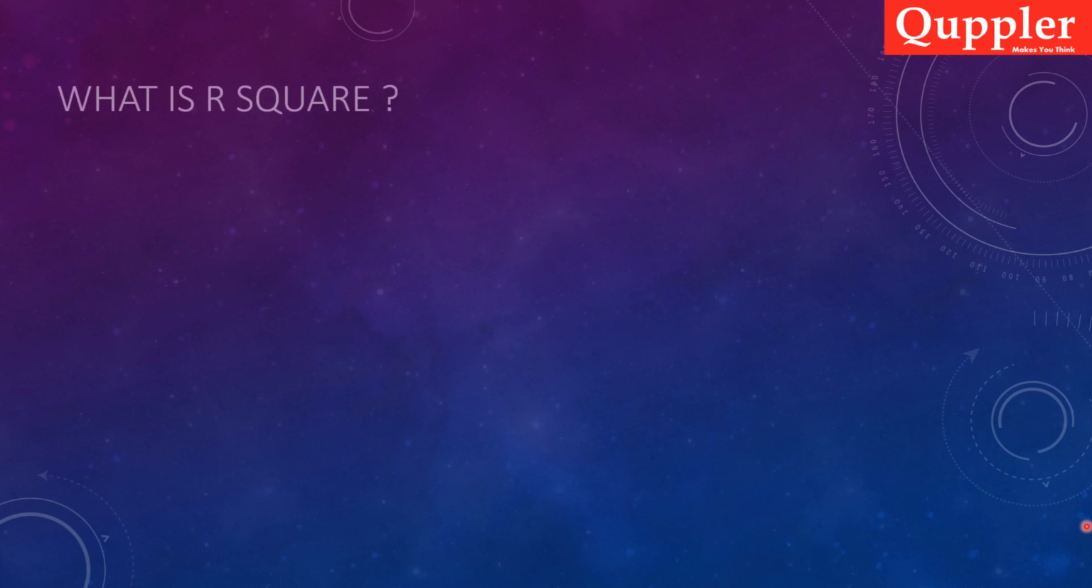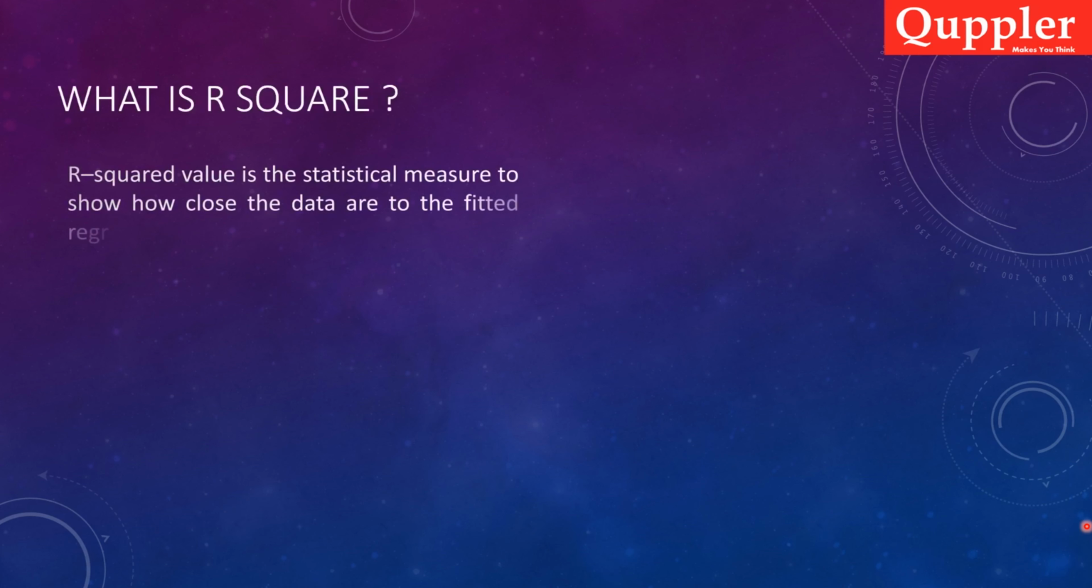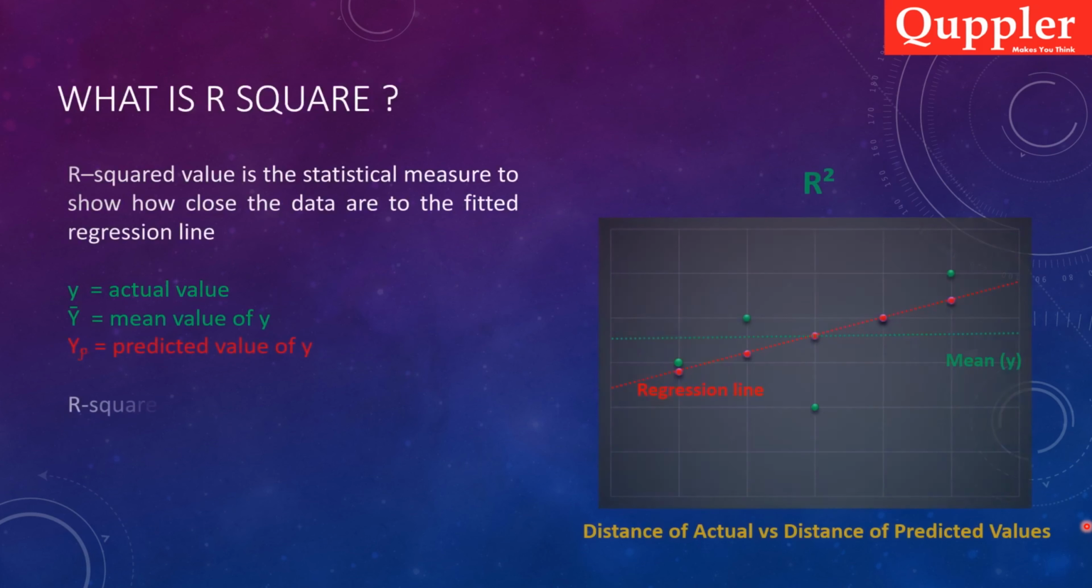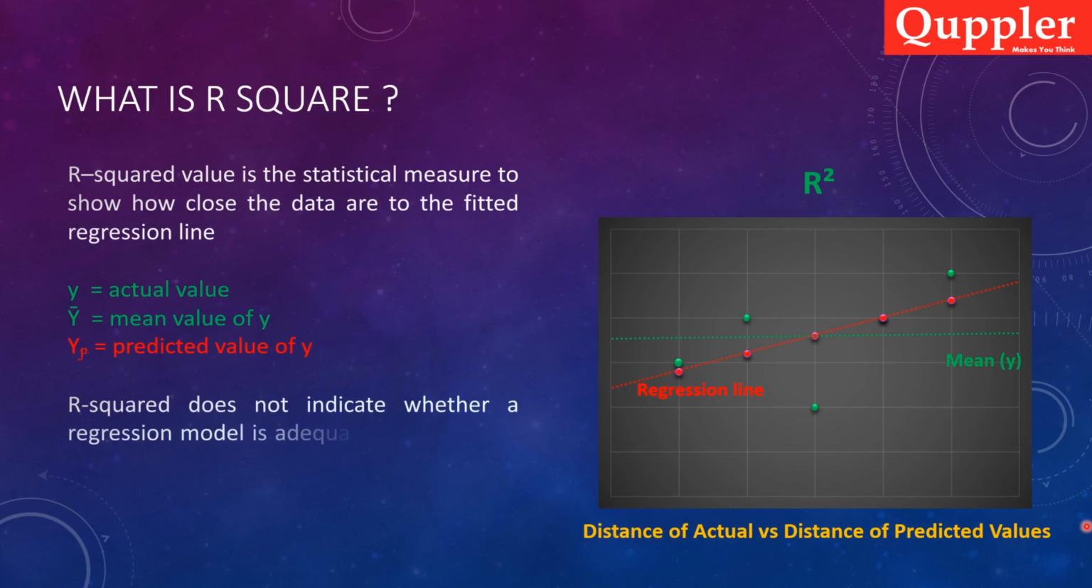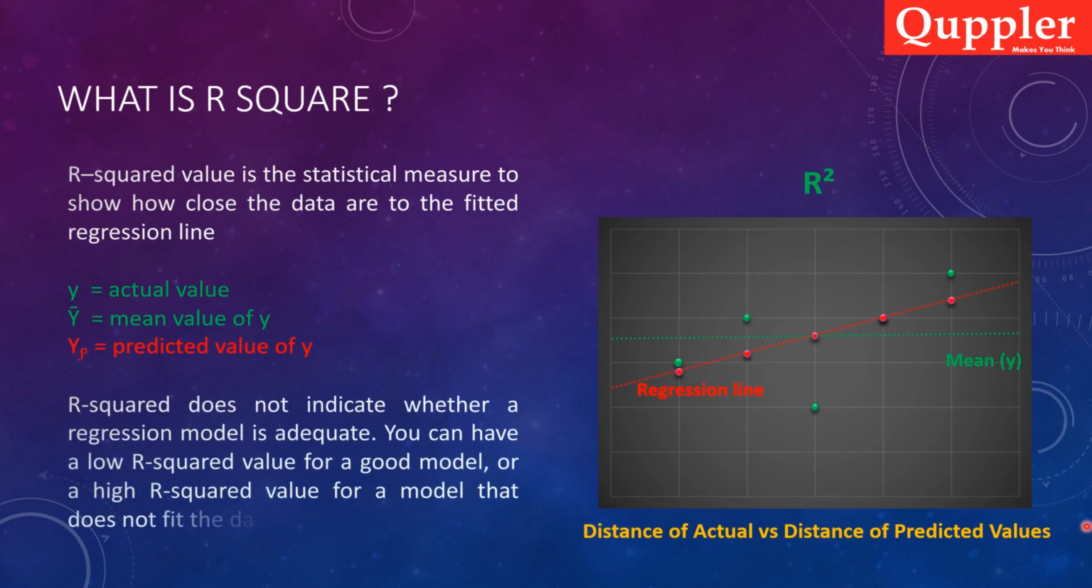R square is just a statistical measure, one type of evaluation metric we already know about, but it talks about performance in a very different way. In R square we always need to calculate the mean of y, and compare the distance between the actual value and the distance between the predicted value. For example, in this 2D plot diagram, the red points denote the predicted value, whereas the green points denote the actual value.